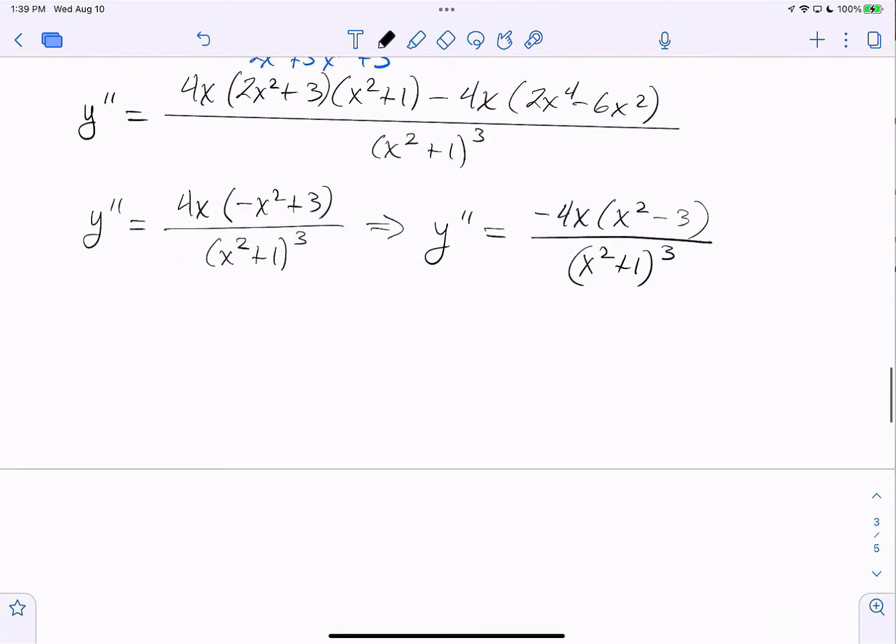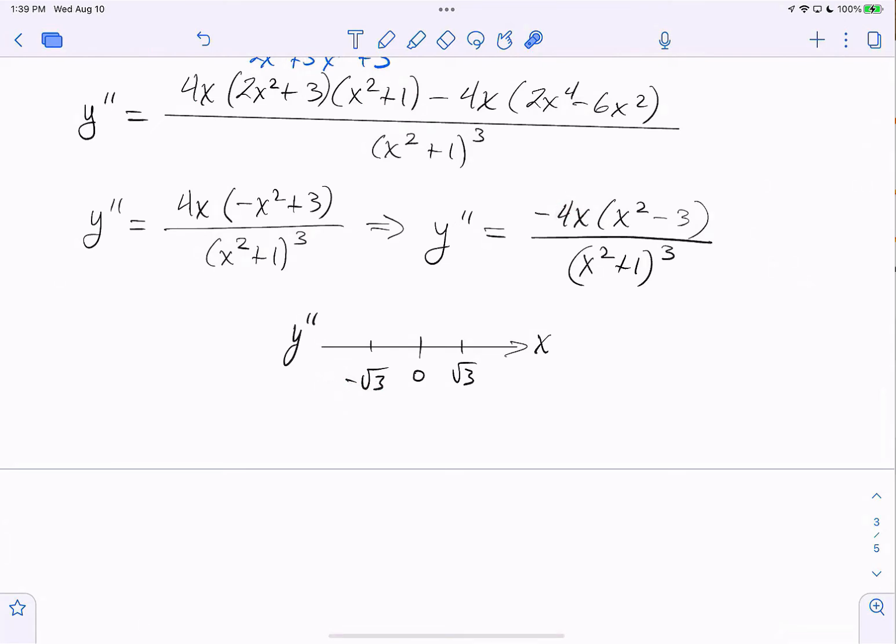So values that I'm going to mark on the x-axis for y double prime are going to be 0 and plus or minus the square root of 3. Using test points in these defined intervals, I like to do things like if it's to the left of negative square root of 3, since square root of 3 is like 1.7 something, I'm going to pick like negative 5 or negative 10, something that makes it obvious for me.